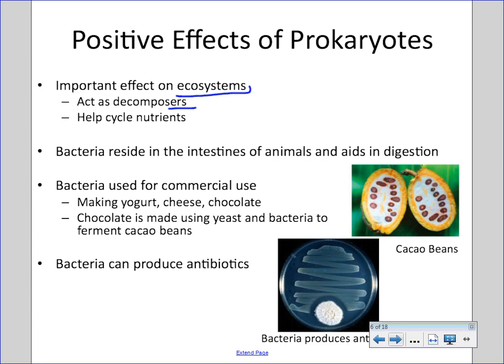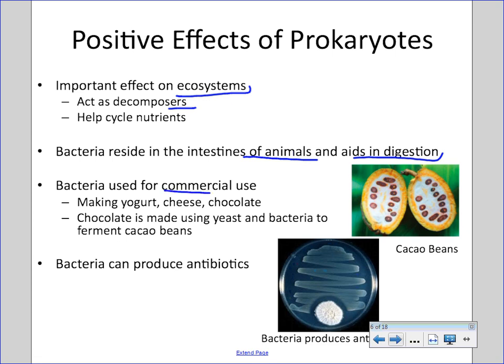Bacteria do reside in the intestines of animals and can aid in digestion. So we have a lot of bacteria in our intestinal tract that will help with the digestion of our food as well. And will also produce some nutrients for us, such as some vitamins.